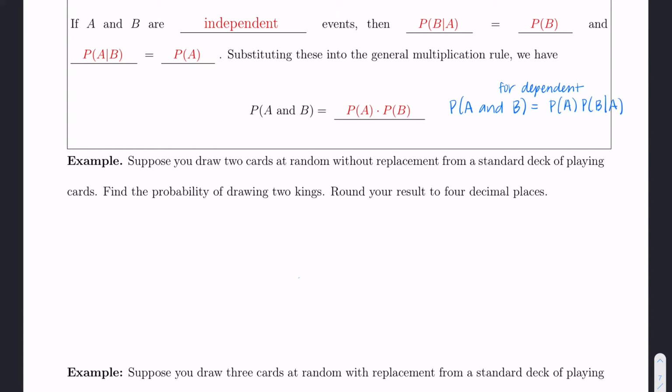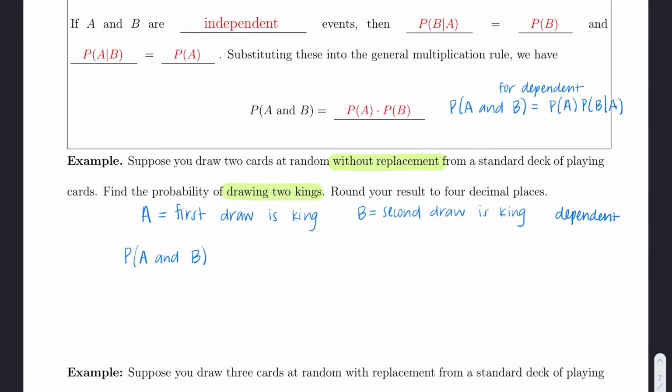Here, this first example is asking us to find the probability of drawing two kings out of a standard deck of cards. And there's another really important piece of information in here: we're drawing these two cards without replacement. So I'm pulling the first card out, and I'm not putting it back before I'm drawing my second card. I need to figure out if those two events are independent or dependent. So I'm going to let A be the event that the first card is a king, and B be the event that the second card is a king. And I want to find the probability of A and B.